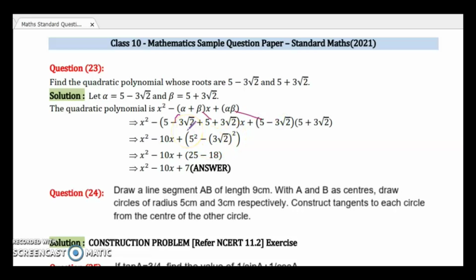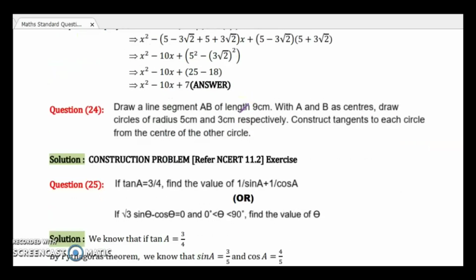Naturally, here 3 root 2 and minus 3 root 2 will be getting cancelled. Therefore, ultimately we have 5 and 5, that is going to be 10. What is the next one? This is (a plus b)(a minus b), that is going to be a square minus b square. Therefore, ultimately we are getting x square minus 10x plus 7. This is our required quadratic polynomial for the given roots 5 minus 3 root 2 and 5 plus 3 root 2. It is a very simple, direct question. Now come to question number 24.